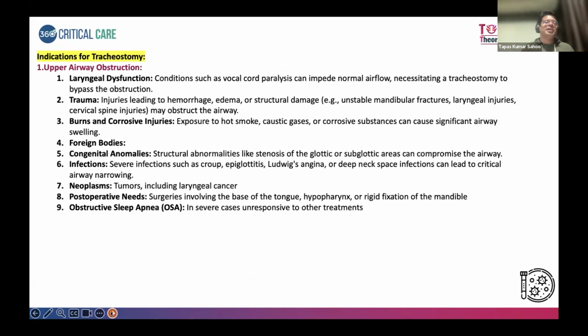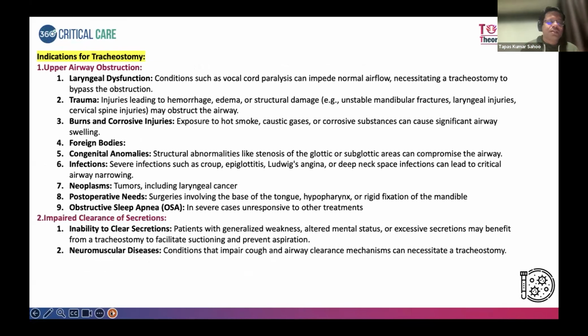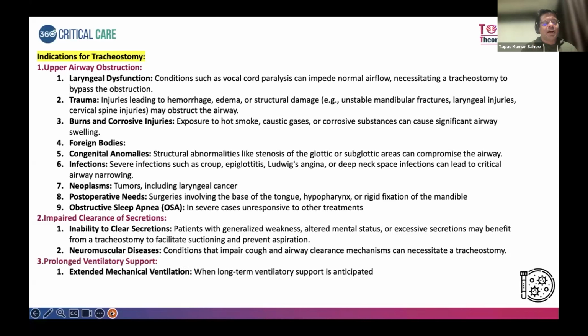Now the second method is the traditional method: upper airway obstruction, impaired clearance of secretions, and third one is prolonged ventilatory support. Now, just remember the structure, the format. You can write n number of things. I'm not going into detail. Upper airway obstruction, just remember what can be the upper airway obstruction pictures. Then impaired clearance of secretions. Again, I have already mentioned when you are unable to clear the secretion, neuromuscular diseases, and prolonged ventilatory support, which is our day in and day out tracheostomy indication, extended mechanical ventilation, when you are expecting long-term ventilatory support.